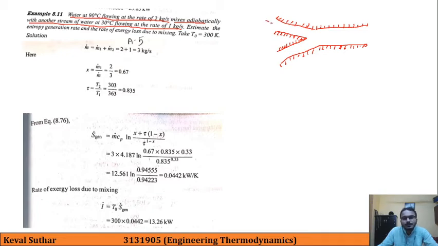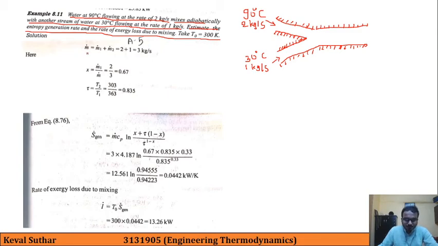Here we are having 90°C and 2 kg per second, and here we are having 30°C and 1 kg per second. So this is the mixing problem, so estimate the entropy generation rate and rate of exergy loss due to mixing, and take T0, that is the environmental temperature, as 300 Kelvin.